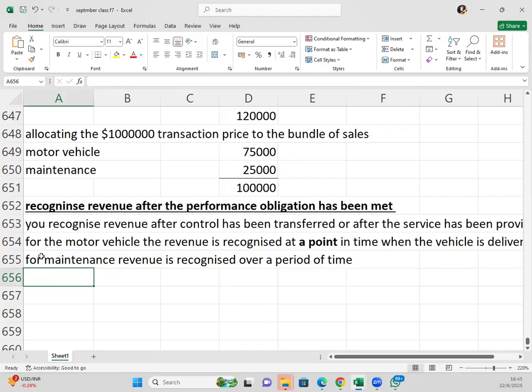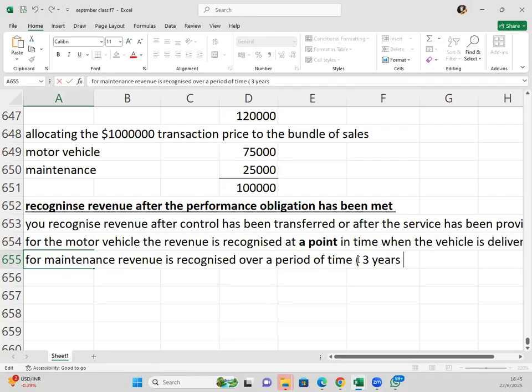So over a period of time, what is the period of time? It's 3 years, because you're supposed to provide maintenance for 3 years. So the revenue for maintenance will be spread over 3 years. We have sold maintenance upfront, but we don't recognize all of it now. We spread it over 3 years.